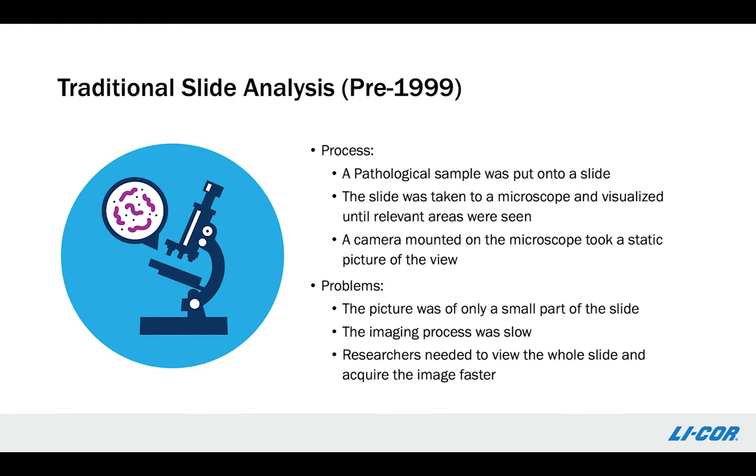Now, to appreciate this, let's take a look at the progression of slide imaging. Traditionally, pathological samples were put onto slides which would then be taken to a microscope in order to be visualized. When the relevant region of interest was found, a picture was able to be taken of that region. However, there was anticipated value in having the ability to digitize the entire slide, not just a small region of interest. And there was also a need to somehow expedite the acquisition and visualization process of these slides.